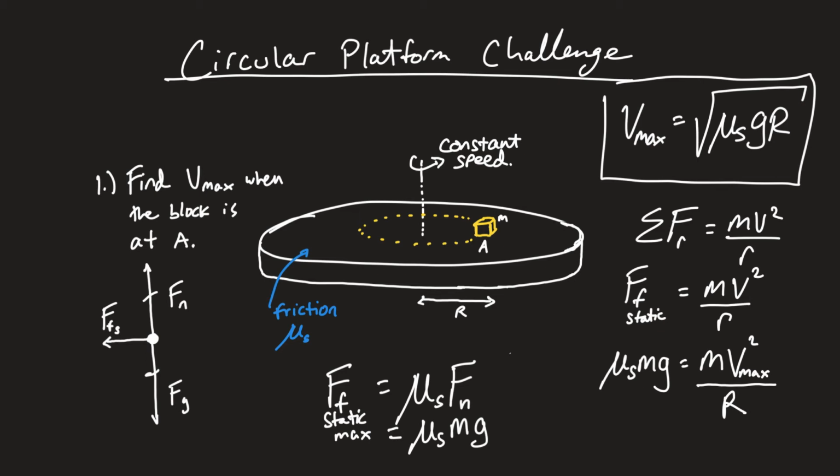All right, so we'll just step through the math a little bit here. It's pretty easy. Interestingly, the mass cancels out, and we end up with Vmax is equal to the square root of the coefficient of static friction times the gravitational field strength times the capital R, which is that radius for the object. So we now have a relationship that allows us to calculate the fastest a block would ever be able to go if placed at some distance away from the center of the platform in a gravitational field with some coefficient of friction.